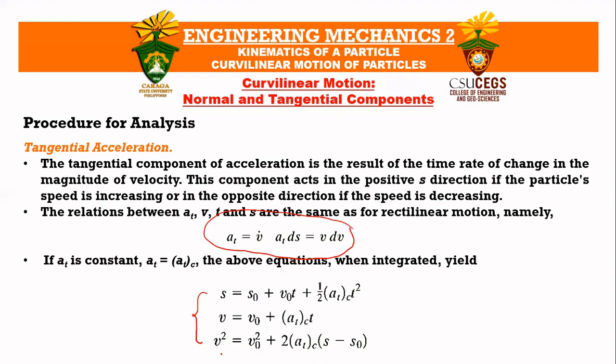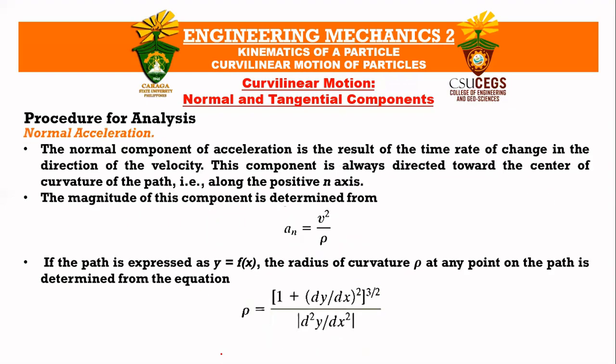Actually, these three equations below, we use in the topic of free falling bodies and also in the motion of projectile. And lastly, the normal acceleration is the result of the time rate of change in the direction of the velocity. This component is always directed toward the center of curvature of the path, which is along the positive n-axis. And take note, when we talk about the positive n-axis, the axis itself is directed toward the center of curvature. The magnitude of the normal acceleration can be determined from the following equation, an is equal to v squared over rho.